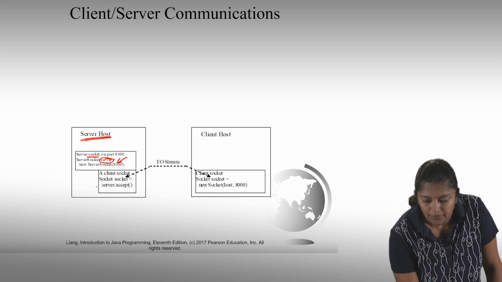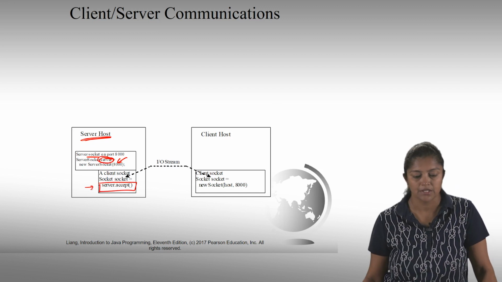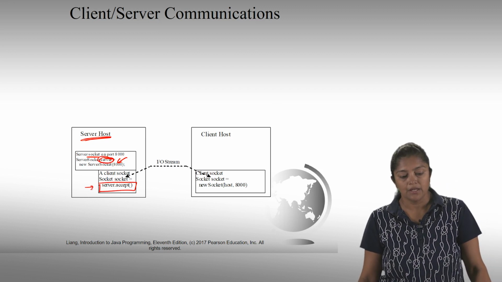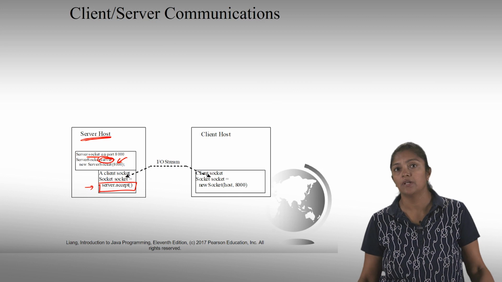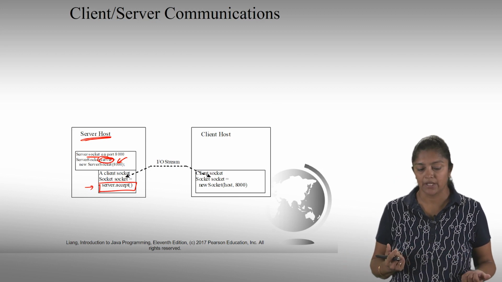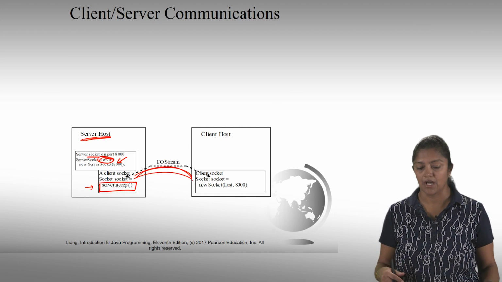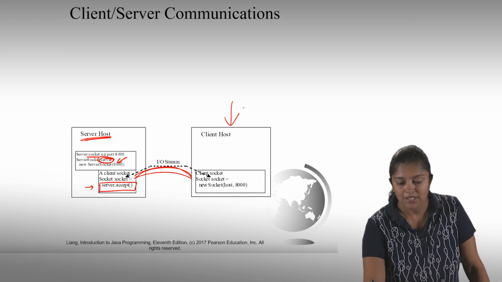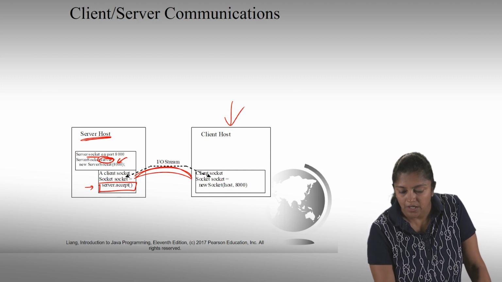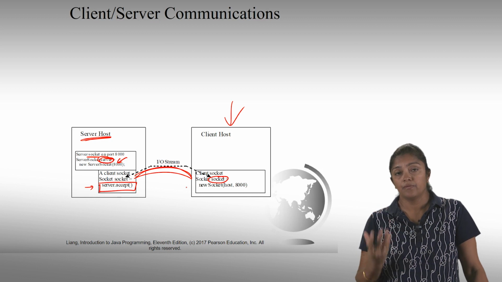Once the server object is created, the next thing is it's basically waiting for connections from the client, and the moment it receives a connection, the accept method will accept that connection, and then the channel for communication gets established.